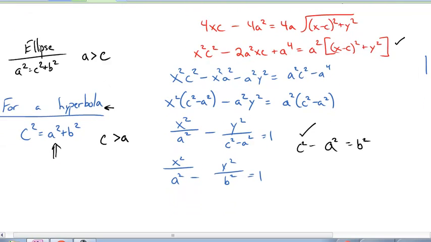And I'm left with x squared over a squared minus y squared over b squared equals 1. Nearly the ellipse formula, just a subtraction in the middle. It is not necessary that a be greater than b here. Okay? And in fact, it will happen about half the time a is greater than b, half the time a is less than b. Okay?